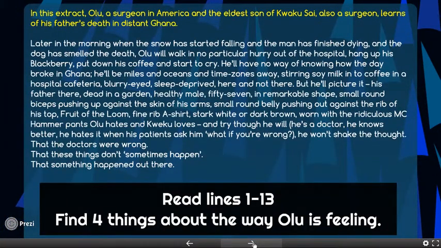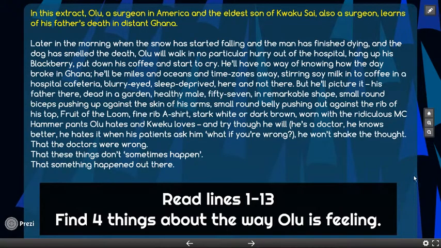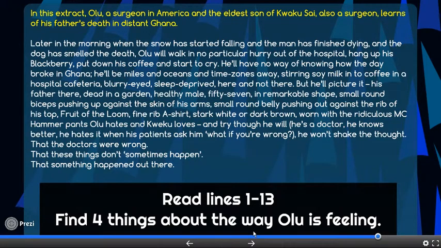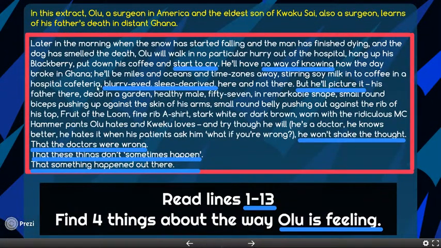Okay, so the same source now for you to have another go at, but this time imagine that question 1 is worded differently. This time the question says read lines 1 to 13, find 4 things about the way that Olu is feeling. Try again to apply those 4 steps and pause the video, have a go, and then we'll have a look at possible answers. Okay, so this time you could have highlighted within the question lines 1 to 13 and also the specific question topic, which is the way that Olu is feeling.